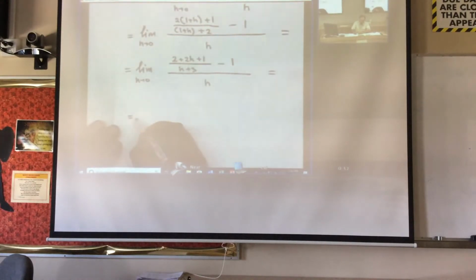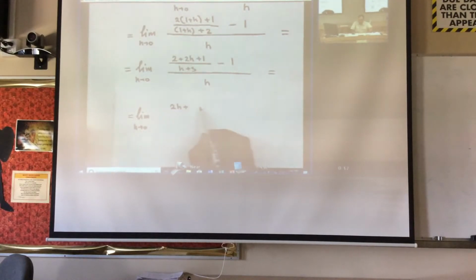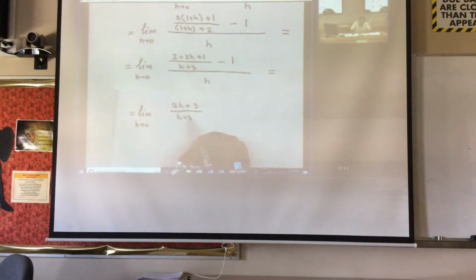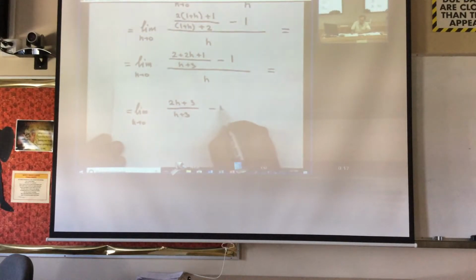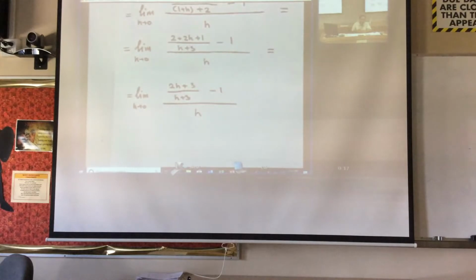So we have the limit as h approaches 0 of (2h plus 3 over h plus 3) over h. That's what we have. Again, one thing here: don't make the biggest mistake students sometimes make, when they just cancel 3 and 3. Can we do it?